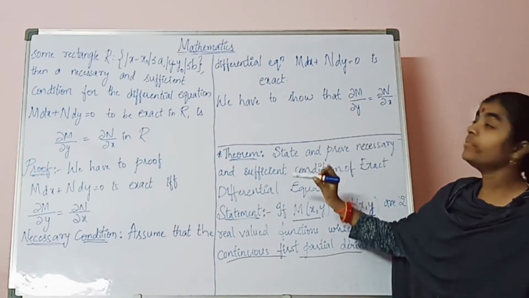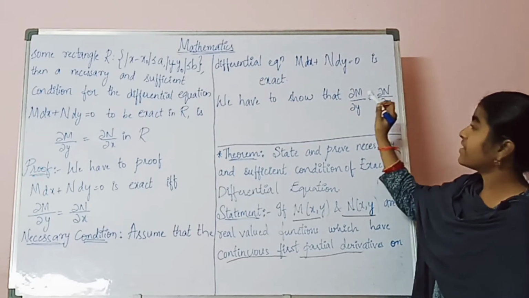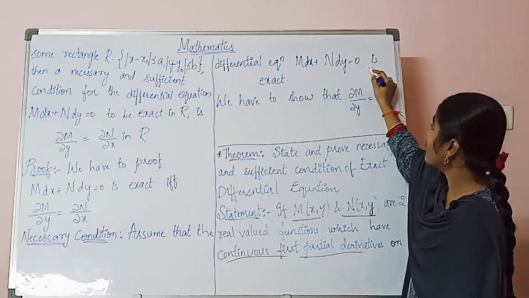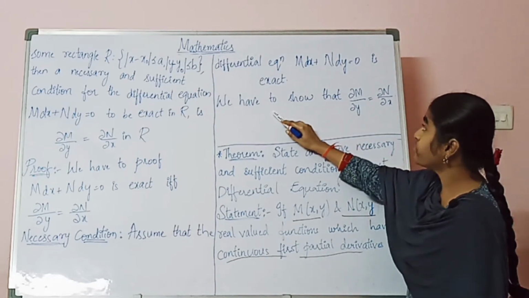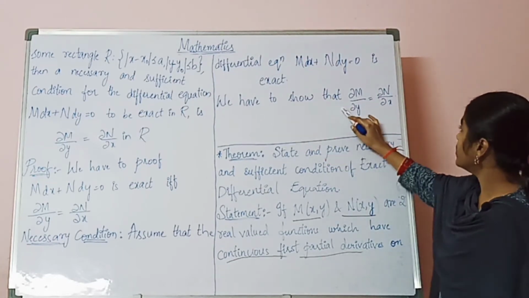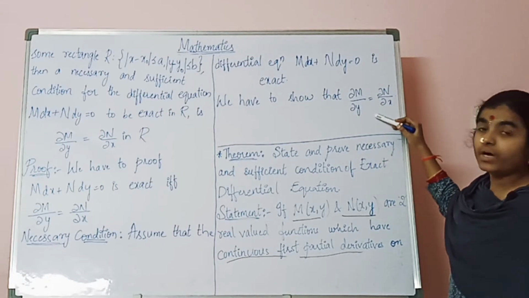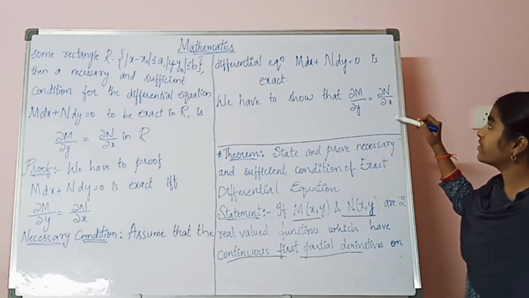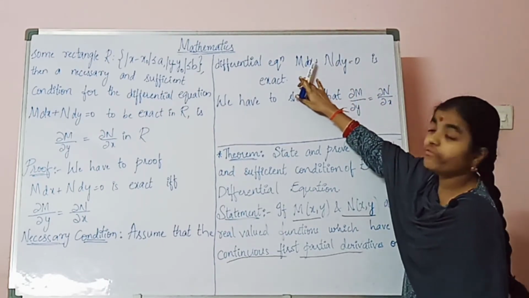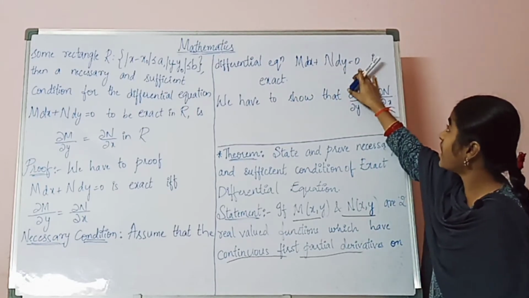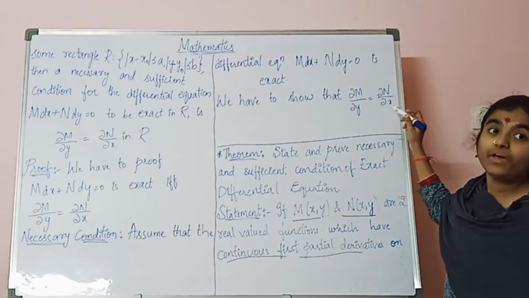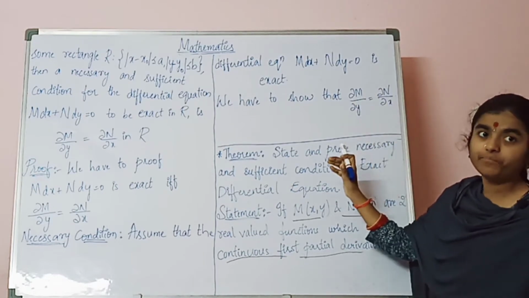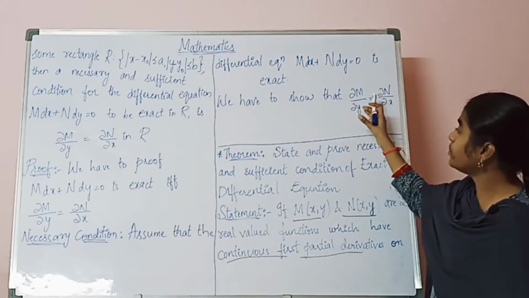What we have to assume: Mdx plus Ndy is a differential equation which is exact. That we have to assume first. Then what we have to show? We have to show that ∂M/∂y equals ∂N/∂x. If this differential equation Mdx plus Ndy is exact, then ∂M/∂y equals ∂N/∂x. This is a condition we are going to prove.